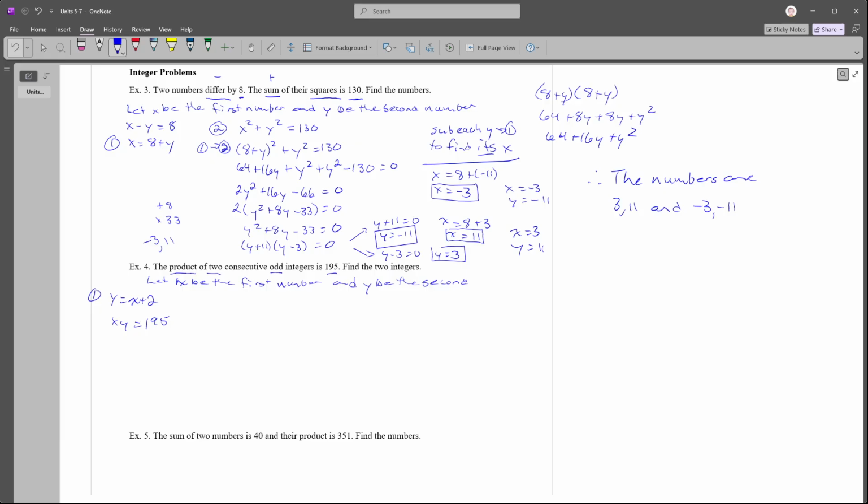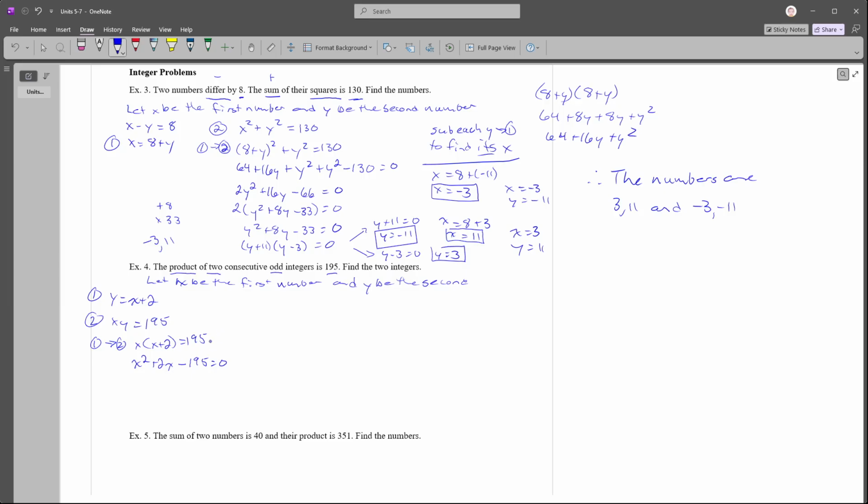So x times y is equal to 195. So if these are our two equations, we can substitute 1 into 2 again. And what we end up with is x times (x plus 2) is equal to 195. Ooh, let's expand this. So let's distribute that x through the brackets. We end up with x squared plus 2x. We're going to bring this 195 to the other side because we're trying to create a quadratic equation. So that's minus 195 is equal to 0. We have a quadratic. That's awesome.